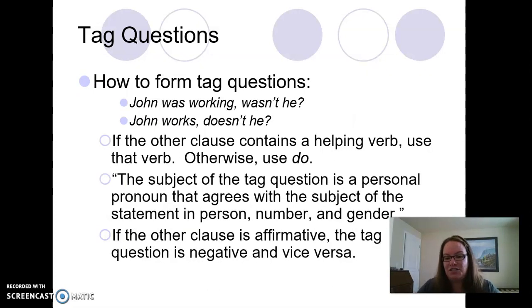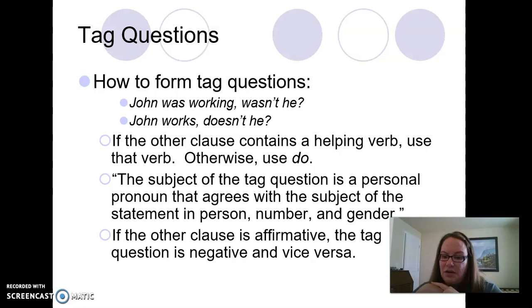So tag questions are formed in this way. We use a helper verb, and if we don't have a helper verb, just like lots of things in English, we're going to use do support. So the first clause, the main clause, if it contains a helping verb, we're going to use that same verb. If it doesn't, then we add do. So, John was working, wasn't he? Was is contained inside that first clause, and so we're going to echo it with that one on the tag, and we're going to do the opposite in negativity.